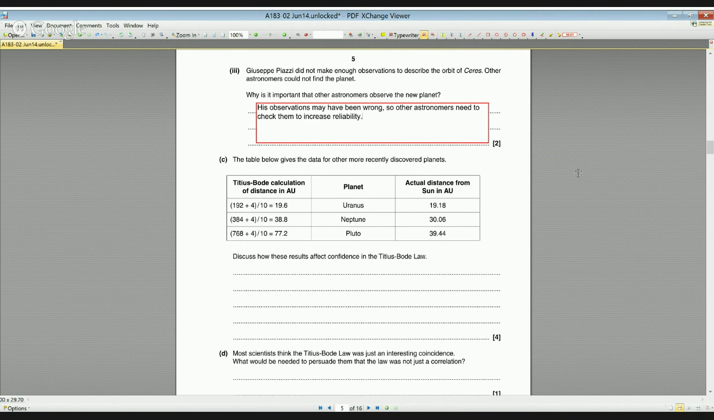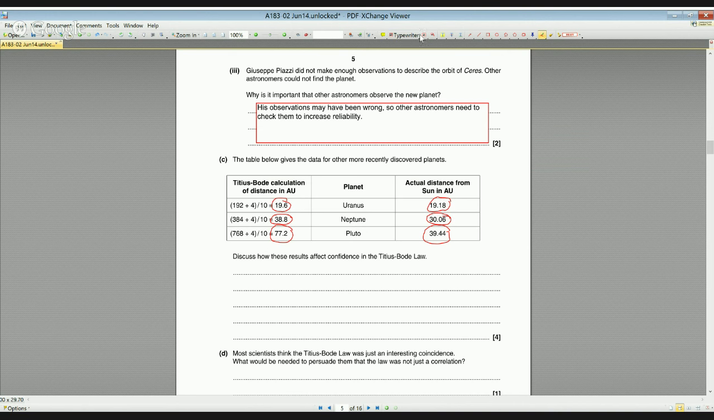The table below gives data for other more recently discovered planets. So Uranus, Neptune, and Pluto. Discuss how these results affect confidence in the Titus-Bode law. Well, we can see that for Uranus, it's very similar, 19.6 compared to 19.18. For Neptune, it's fairly similar, 38.8 to 30.06. However, for Pluto, it's way off. Pluto is actually only at 39.44, but the Titus-Bode law suggests it should be around about 77.